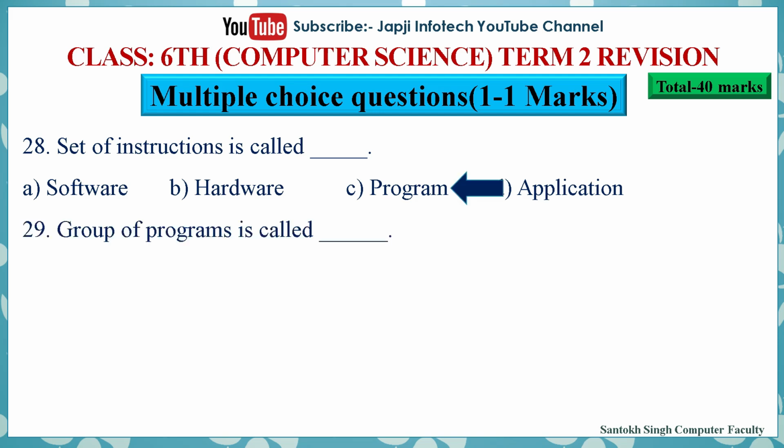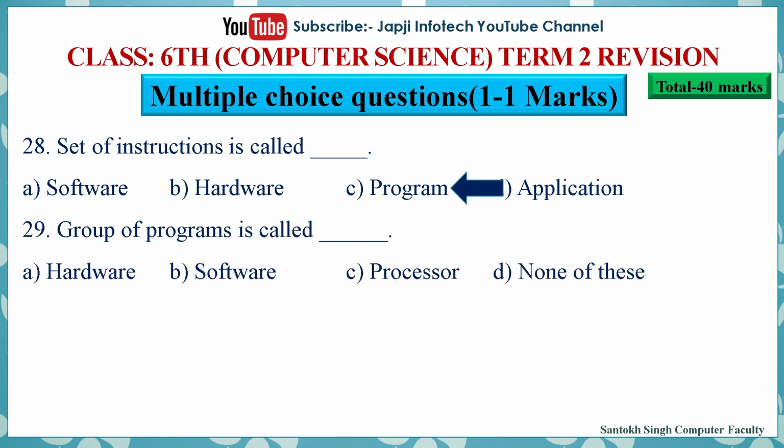And 29th one is, group of program is called dash, and the options are hardware, software, processor, and the last one is none of these. And the right answer is group of program is called software.